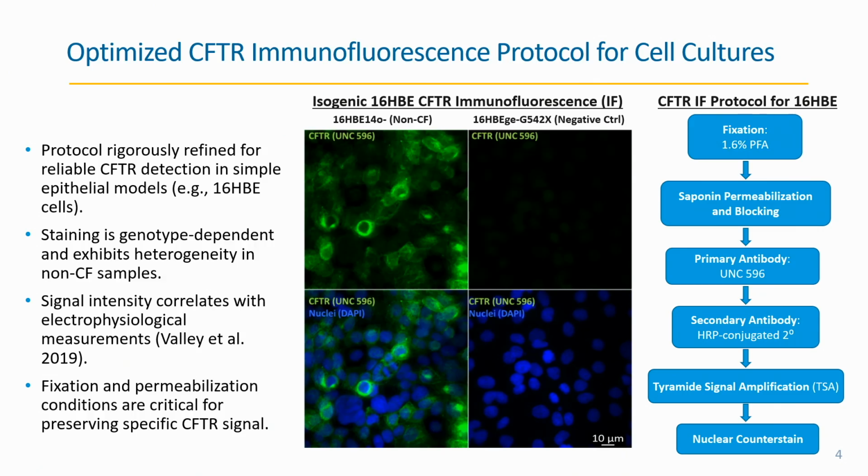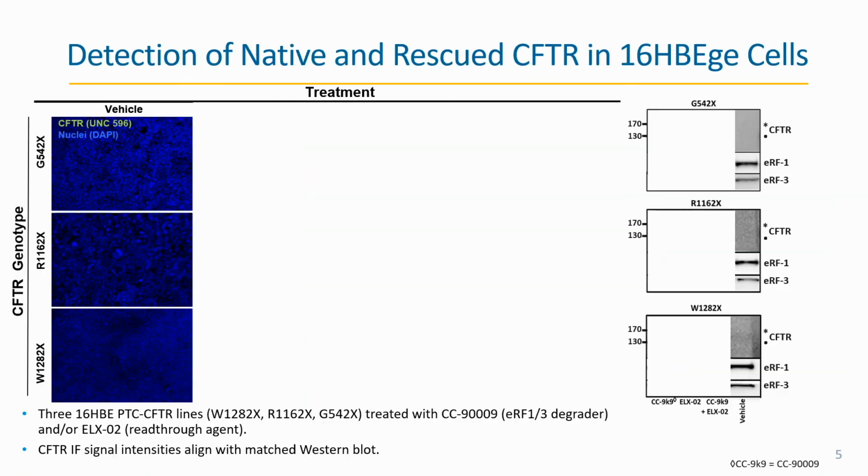Now that we have shown that we have a protocol that is genotype specific in 16 HBEs, we wanted to explore how sensitive this protocol was and start to get into what is the lower level limit of detection of this protocol. Now, there's a lot of data on this slide, so I'm going to walk you through it. But essentially what we aim to do here is slowly titer up the amount of CFTR protein in 3 different PTC variants in 16 HBEs.